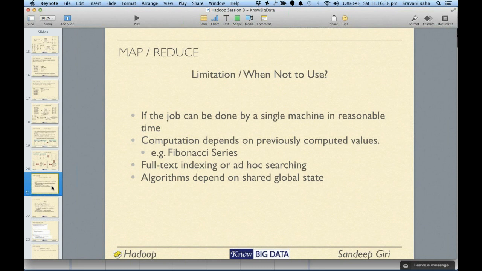Or similar to Fibonacci computation, there could be other algorithms which might require a certain shared global state. In those cases, MapReduce is not a good candidate. So whenever you need a shared state or you need to use the previously computed values, then do not use MapReduce.